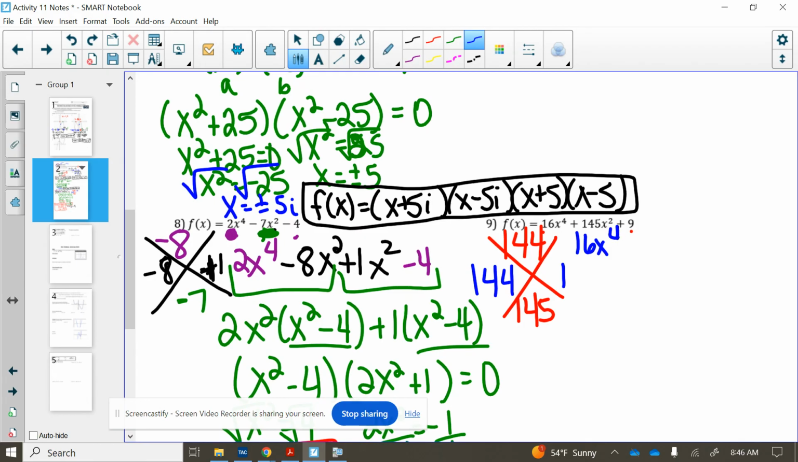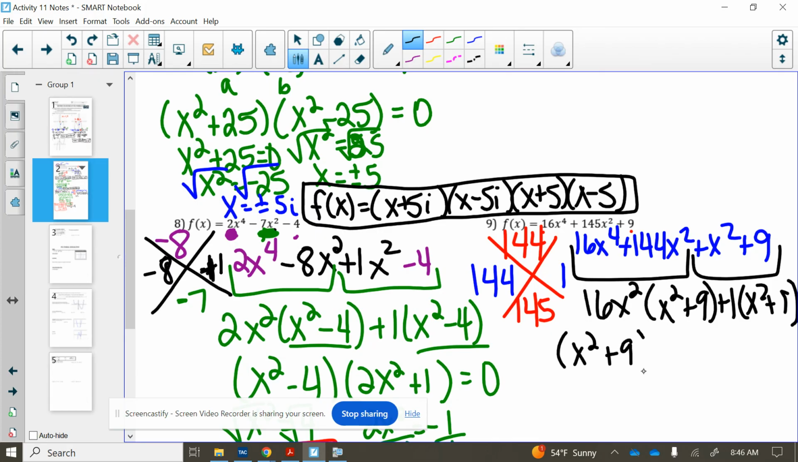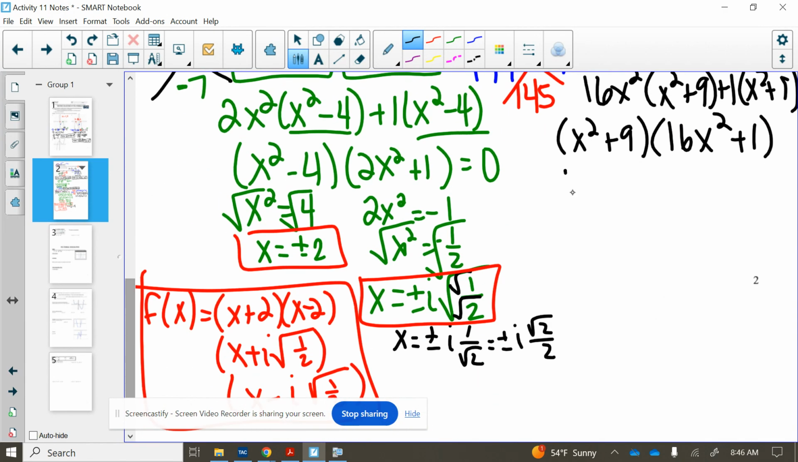So 16x to the 4th plus 144x squared plus 1x squared plus 9. And from here, we want to group. We are taking out a 16x squared, so that we're left with x squared plus 9, and then x squared plus 9 in their second group. Now, the problem with this particular one is that officially all of our answers then end up being imaginary, right? We subtract over the 9 and square root, we get positive or negative 3i.